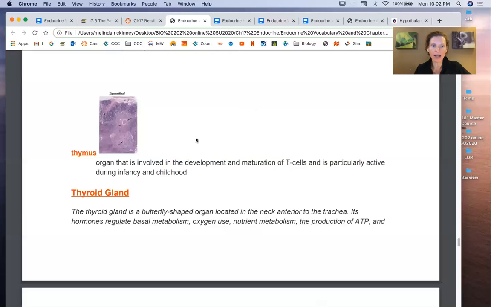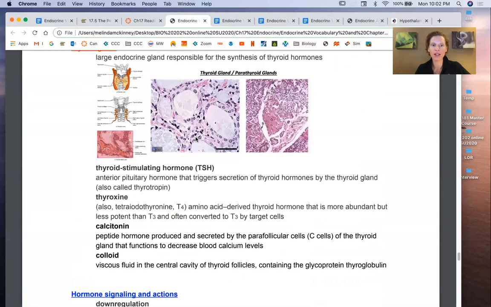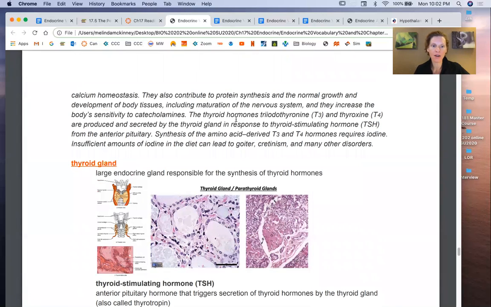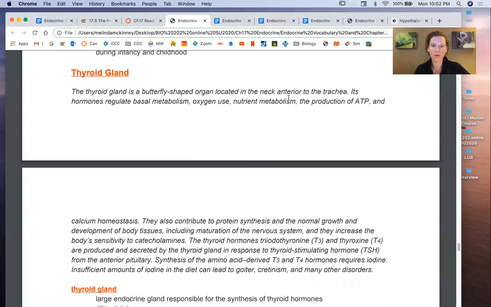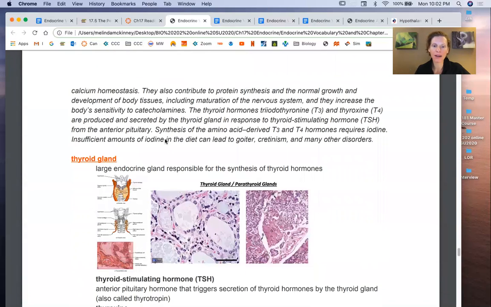Okay, so the thyroid. The thyroid gland is this butterfly-shaped gland in the neck anterior to the trachea. And then it's basically for metabolism. You may have heard it's pretty common in women to have, say, hyperthyroid or hypothyroid, where you have an overactive or an underactive thyroid, which changes your metabolism.